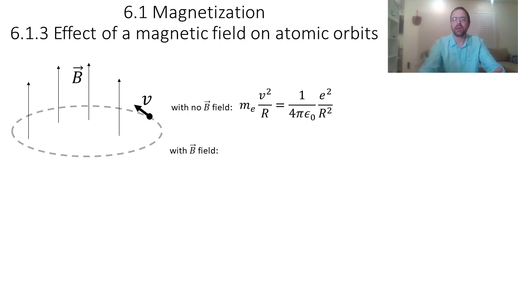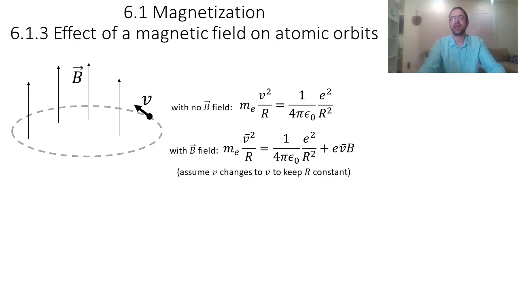And we will assume that the speed of the electron will change so that the radius of the orbit remains the same. And we will write the new speed v bar. So Newton's law becomes m_e v bar squared over r is equal to the Coulomb force, 1 over 4 pi epsilon naught e squared over r squared, plus the Lorentz force e v bar times B.